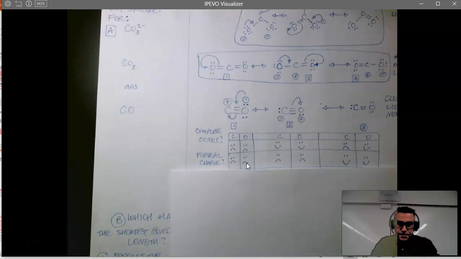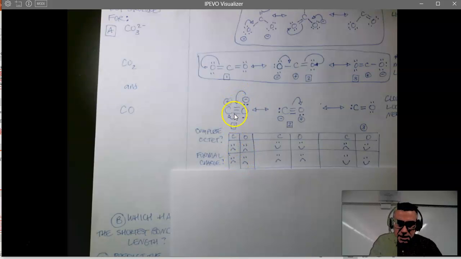Okay, here we go. Complete octet, no, it's short. Can you see that? 2, 4, 6. Complete octet, oops, it's extended. 2, 4, 6, 8, 10. Yuck. Formal charge, yeah, they both have it. So on all 4 counts, this is a lousy resonance structure.